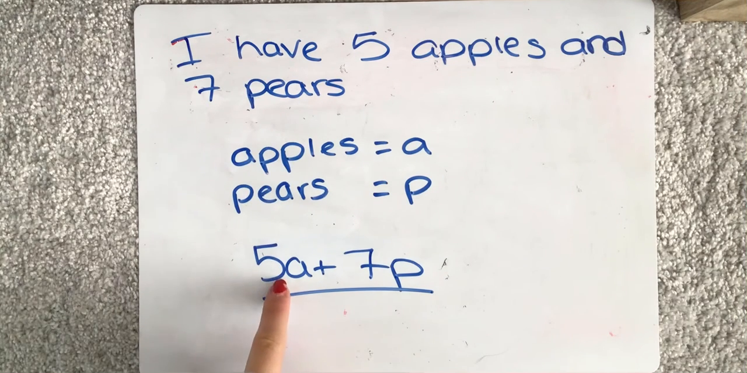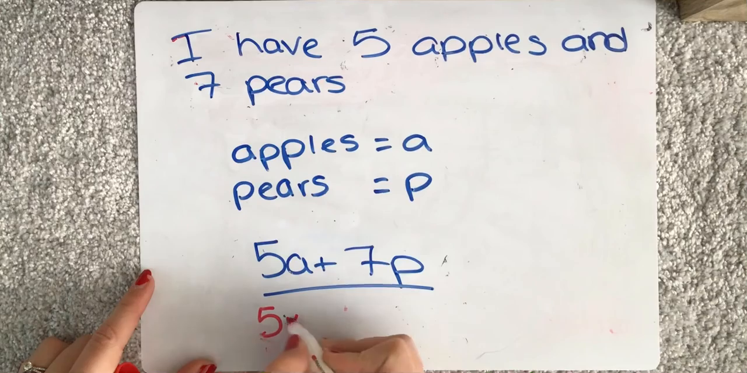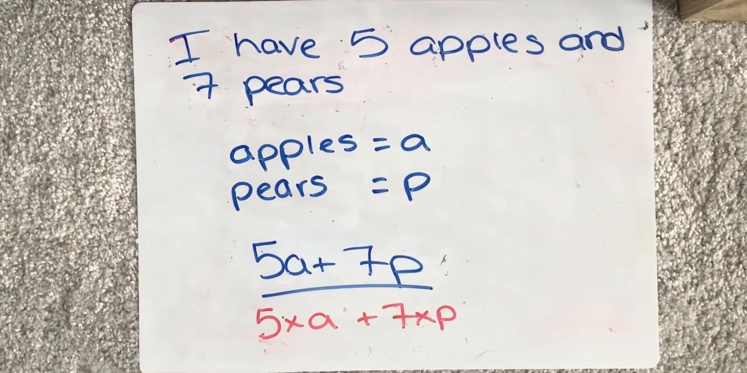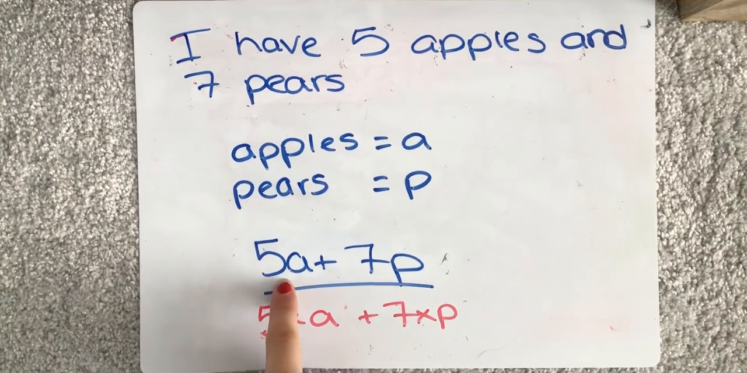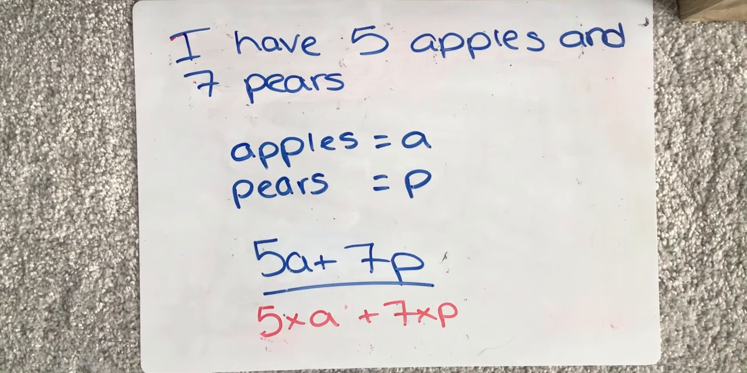Now, some people would be tempted to potentially write 5 times A plus 7 times P. But when we're forming expressions, we actually don't need that. We don't need that multiplying sign in between, because 5 times A, I can just write as 5A, and 7 times P, I can just write as 7P.